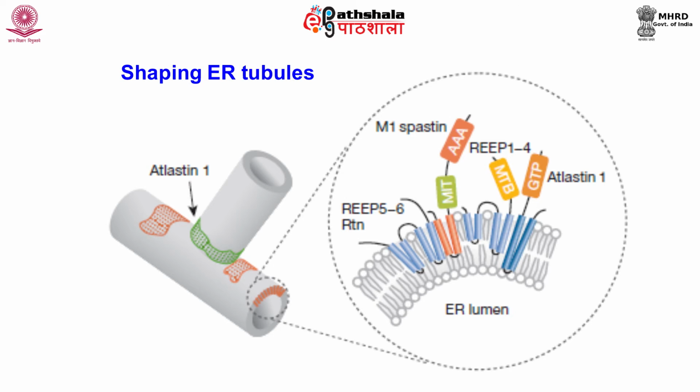Peripheral ER is enriched in proteins that shape membranes into tubules. Two classes of proteins, that is reticulon and DP1 UP1, are involved in shaping the network of ER tubules. Both of these are highly conserved integral membrane proteins. The slide shows a schematic diagram of the tubular endoplasmic reticulum.